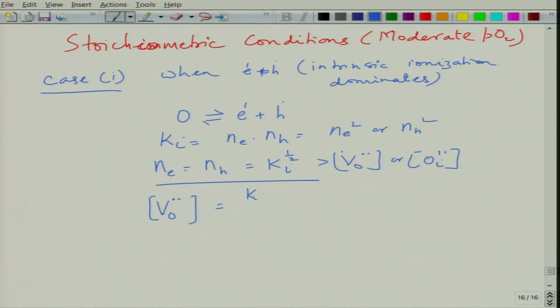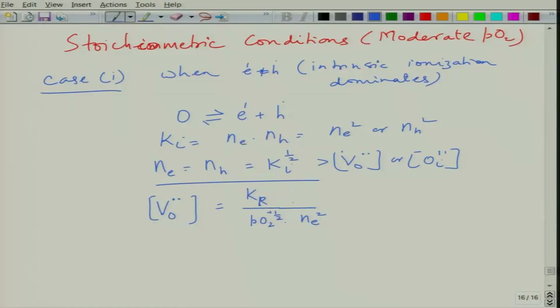So, we know that this is Ne, and from the previous reaction we knew that VO was equal to Kr divided by PO to the power minus half, PO to the power half into Ne square. Now we are not saying that Ne is equal to 2 VO, we are saying that Ne and VO are independent under intermediate PO2 conditions, because Ne is forming through intrinsic ionization, VO is forming through Frenkel defect formation. So, they are independent, but this is the relation between the two.